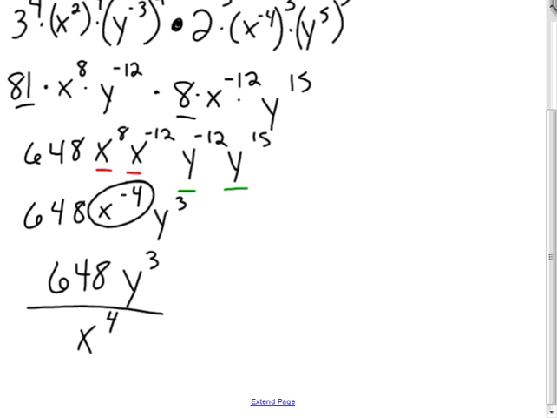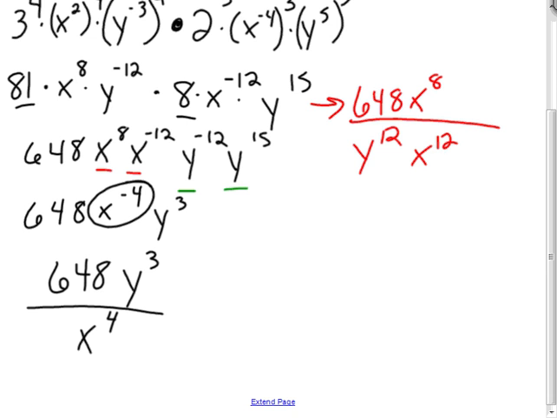Now again, this is one option to go about it. Some of you may have wanted to push those negatives right away, and maybe you would have done that from this step. I'm just going to show you that option too if you prefer that. So multiplying my numbers together gives me 648. X to the 8th is on top. Y is the negative 12, so I push that to the bottom right away. I took care of the 8. X to the negative 12th, I push that to the bottom. And the y to the 15th is up top.